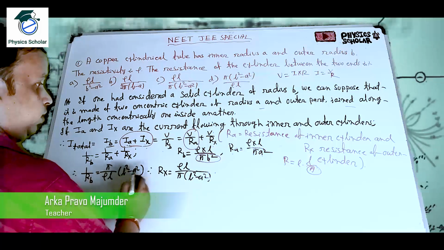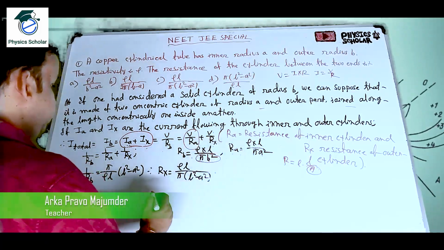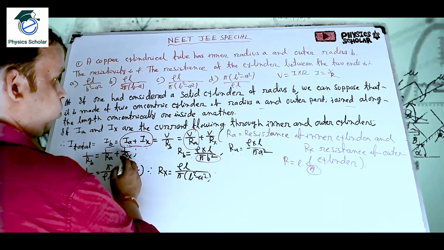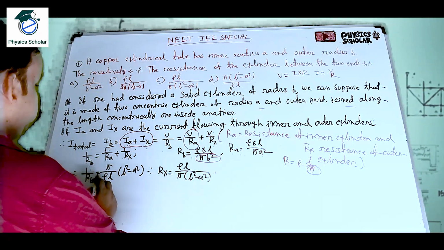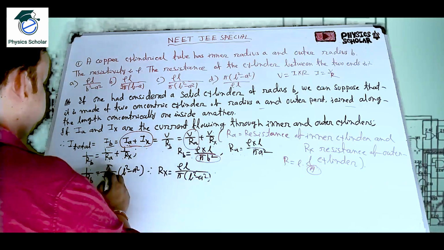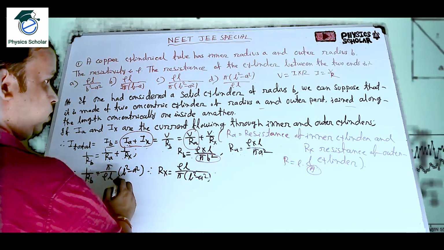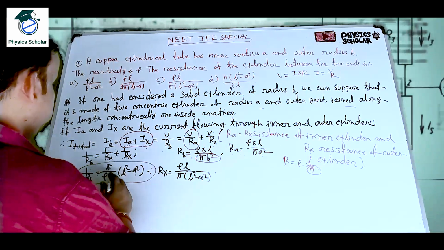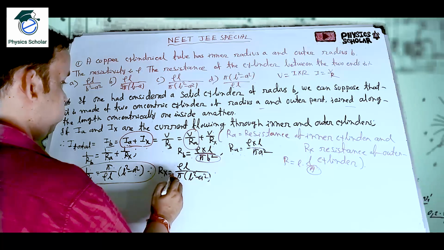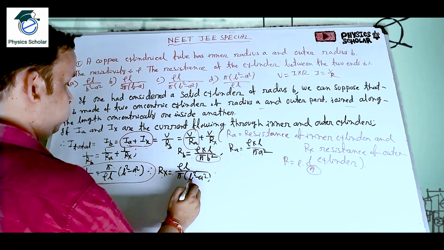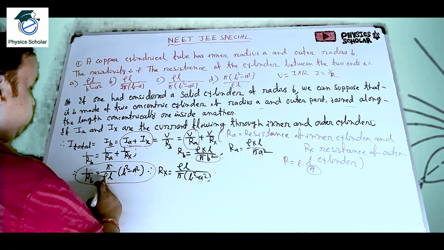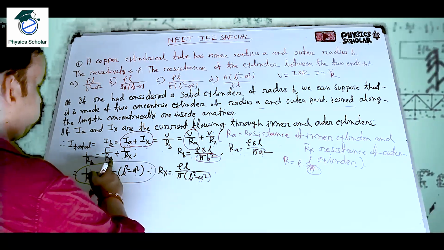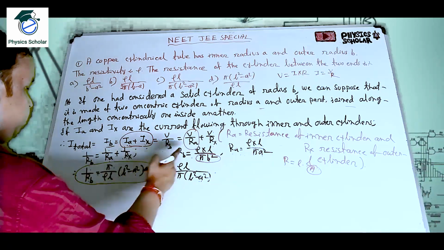So we put the values over here. 1 by RB is equal to 1 by RA plus 1 by RX. Putting the values of RA and RB, we get RX equal to rho L divided by pi into B square minus A square. So RB's value is this.